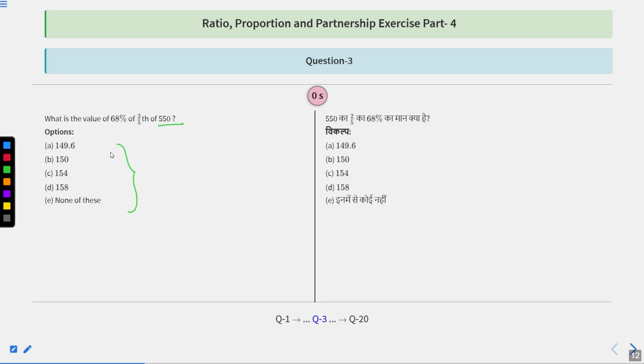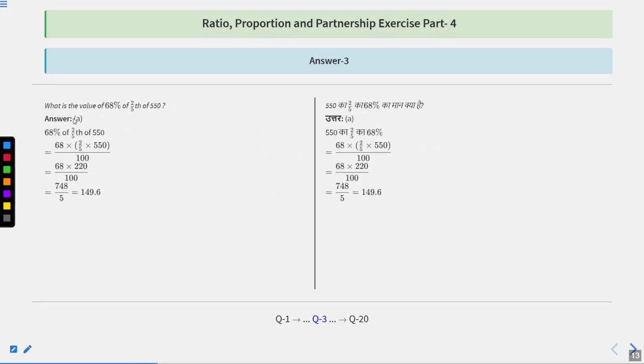Time's up. Let's see the solution. So we can write it as 68% of 2/5 of 550. So how can we write it? 68 multiplied by 2/5 of 550, and since we have removed the percentage, we divide this number by 100. Okay, numerator divided by 100. So when we solve it, we get 68 multiplied by 220 upon 100, which is 748 upon 5. And when we solve it, we get 149.6. A is the correct answer.